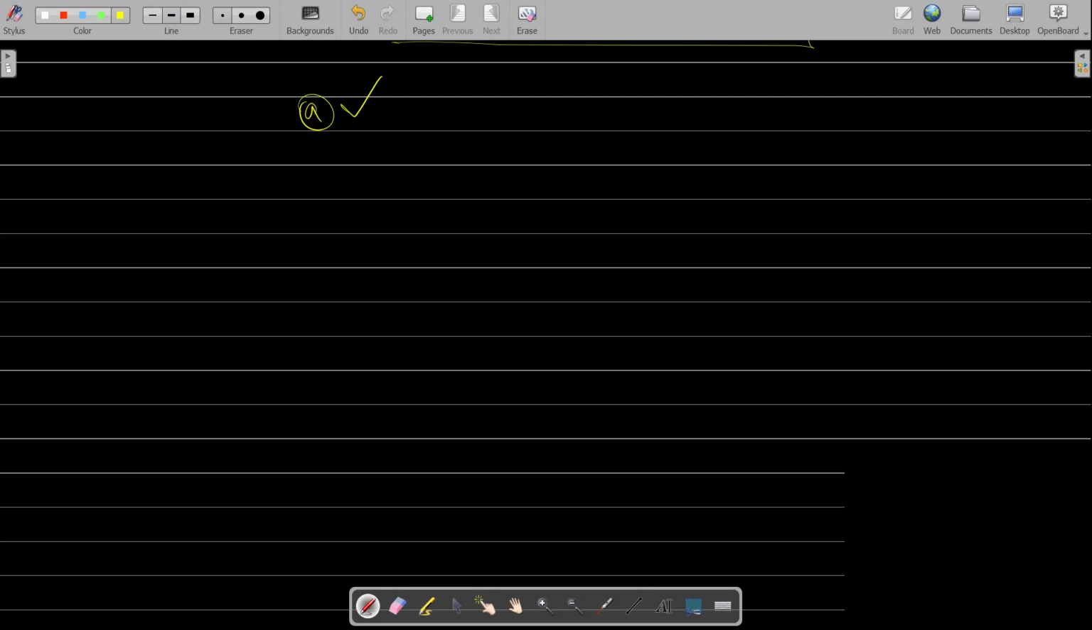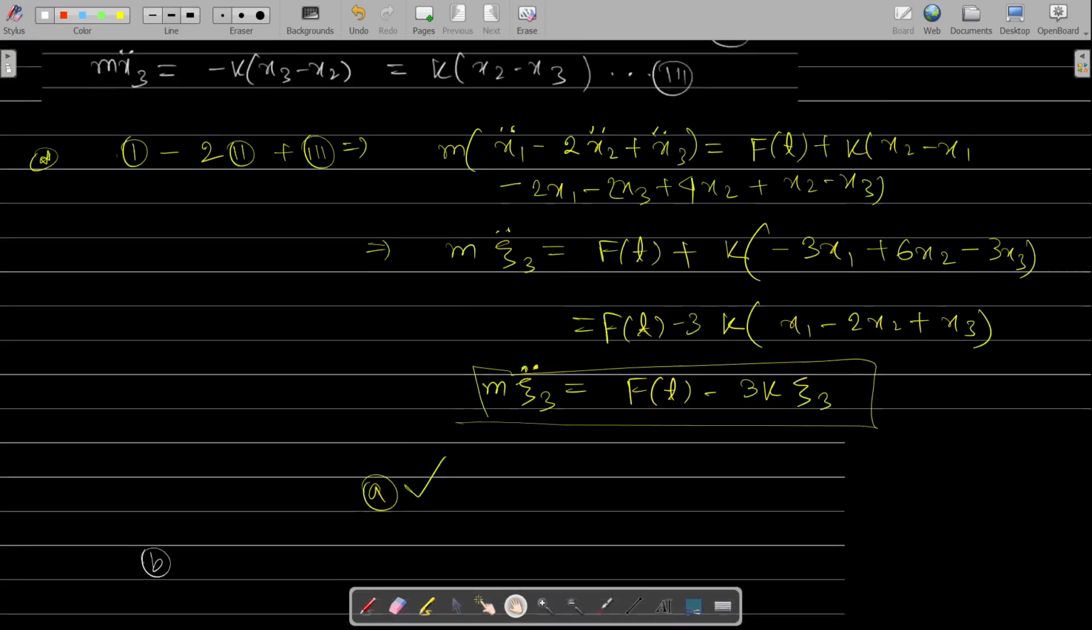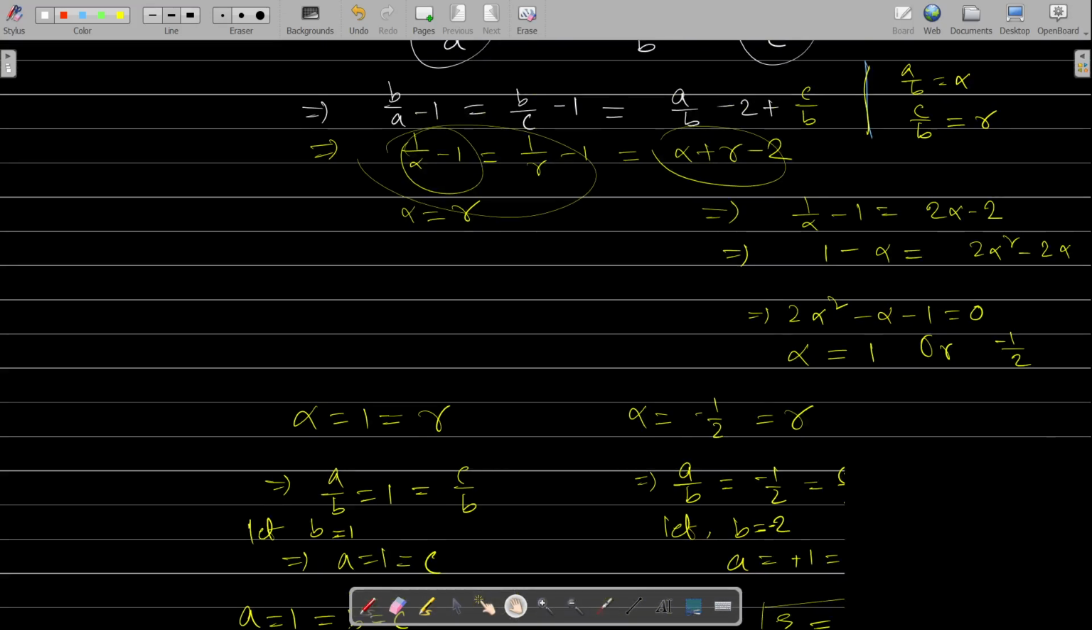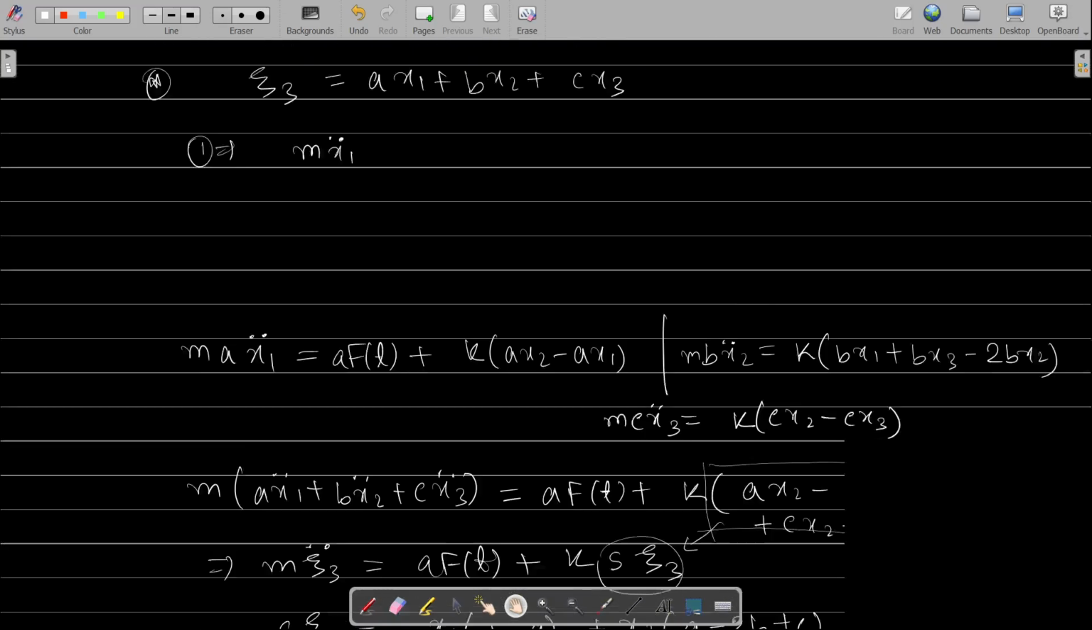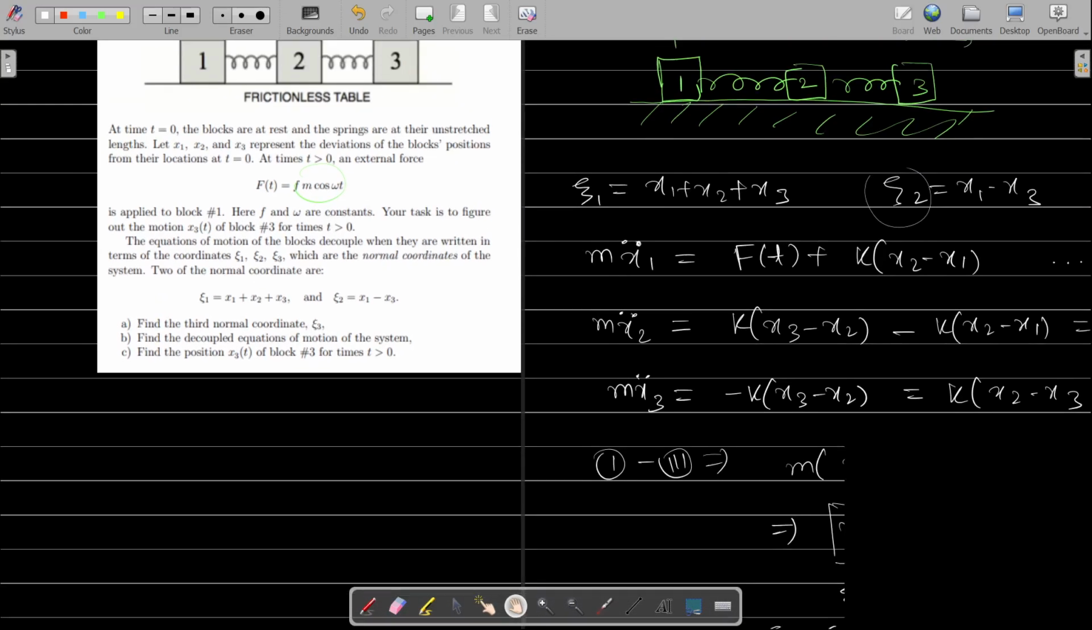So we now move to the next question. Let's move to question B. Here we need to find the decoupled equations of motion of the system, and in C, find the position x3 of block number 3 for times t greater than 0.